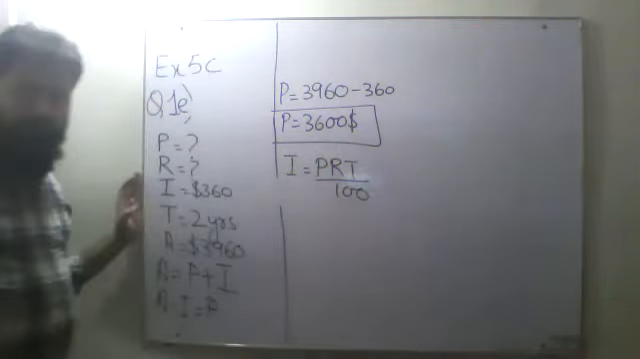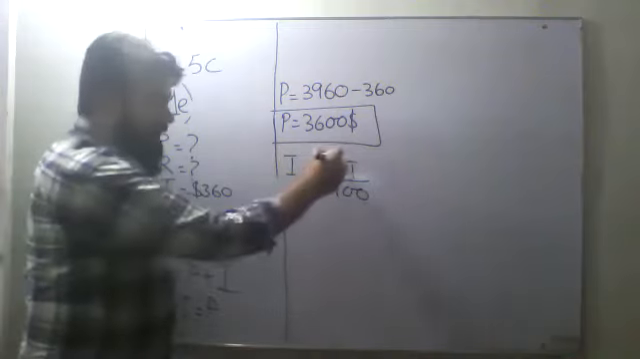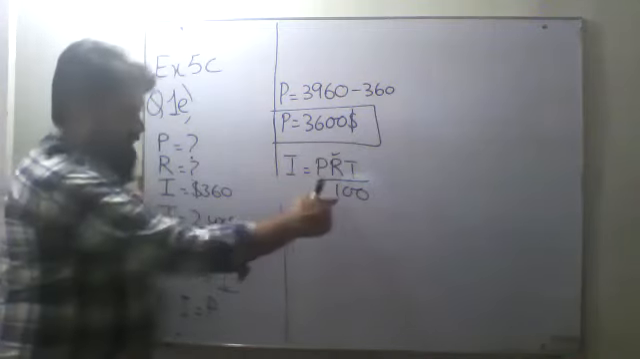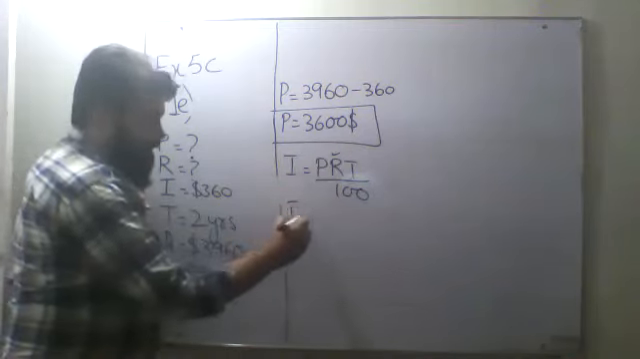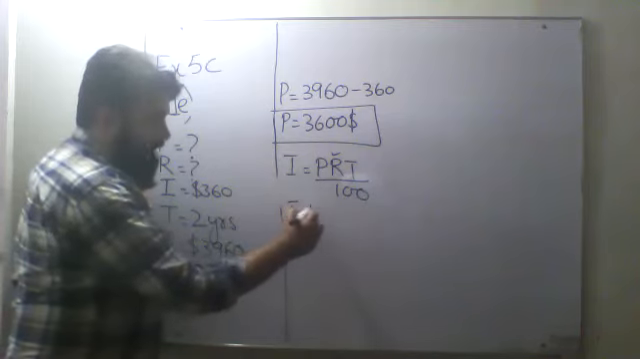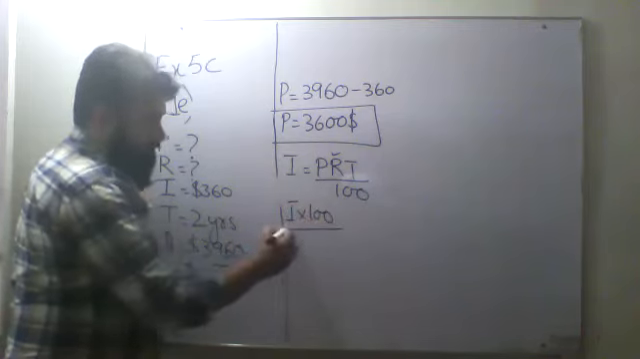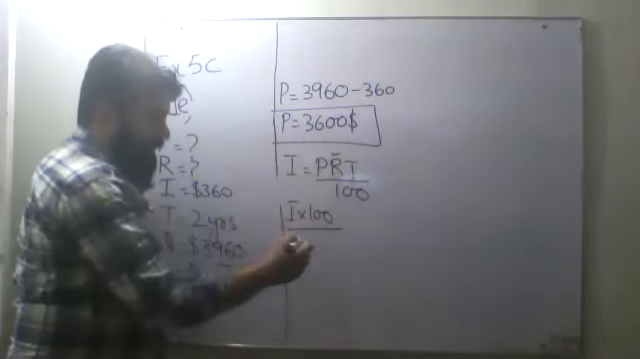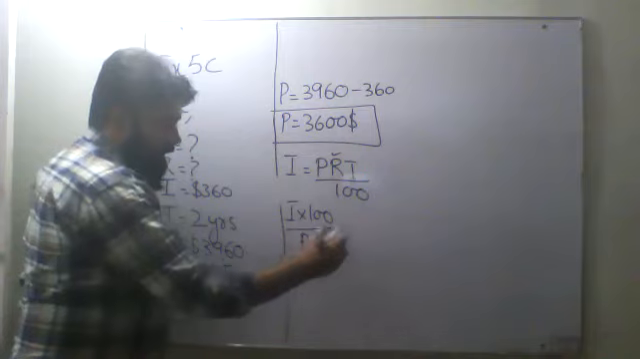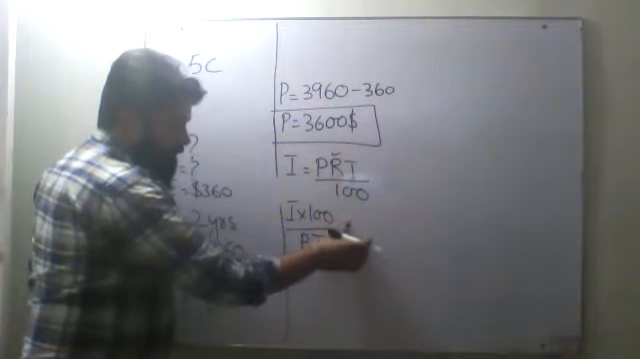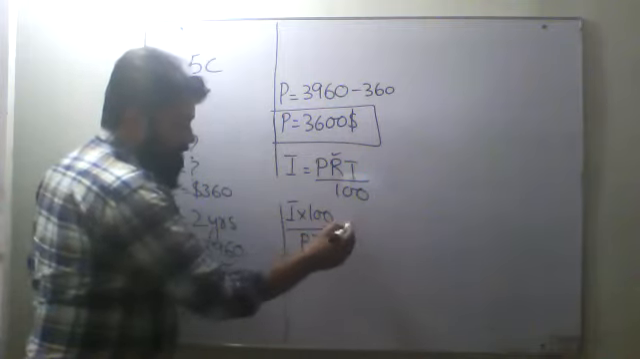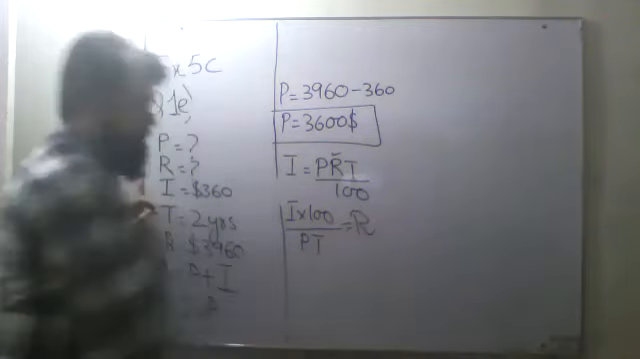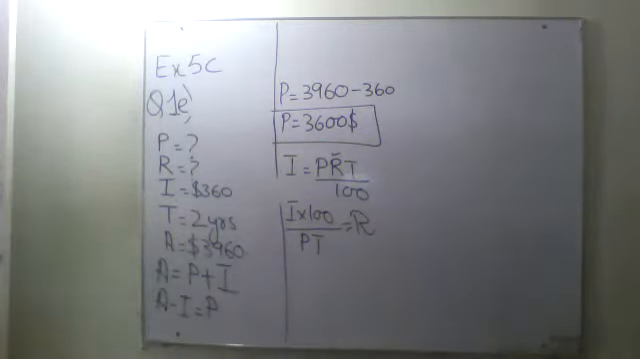That's the formula. I have to find R. So what will I do? 100 will be multiplied with I, and PT, which are being divided by R, will be written in the numerator. Simplifying it, this will be equal to R.